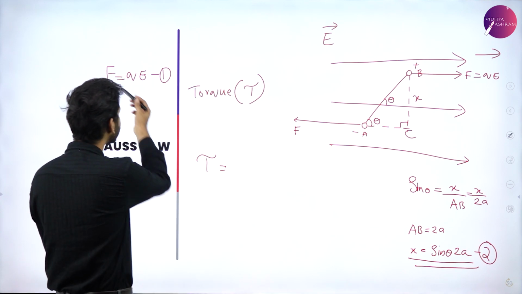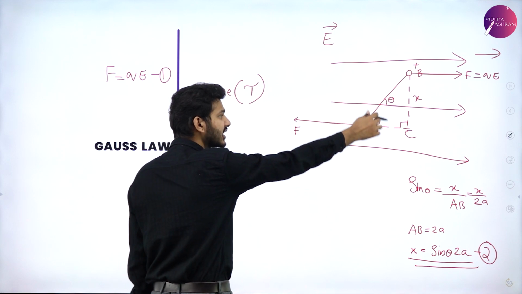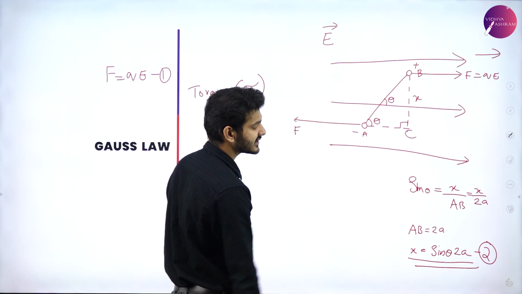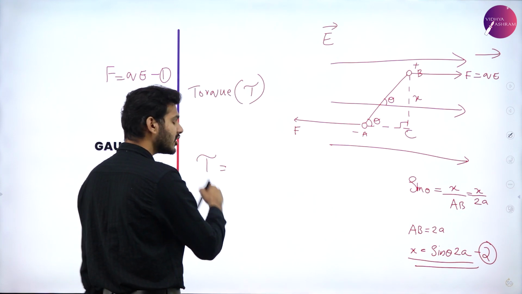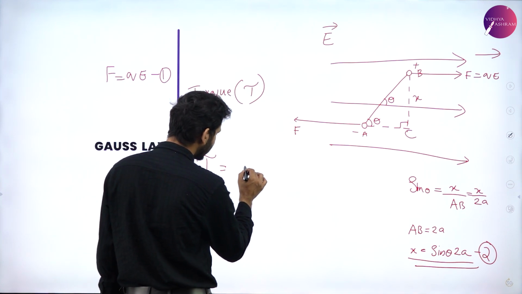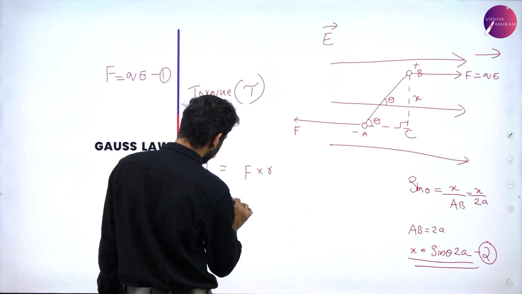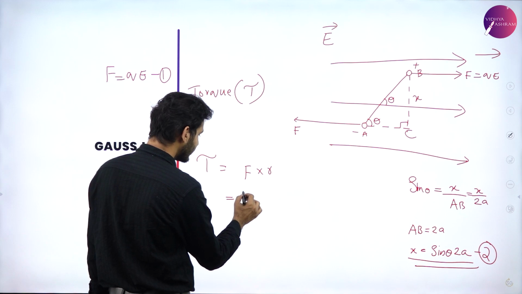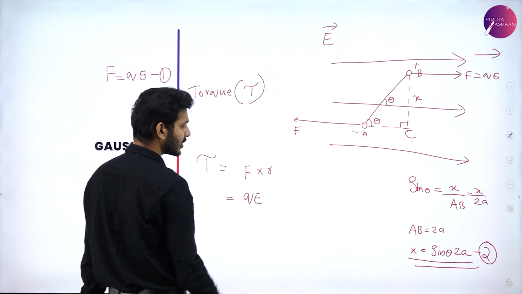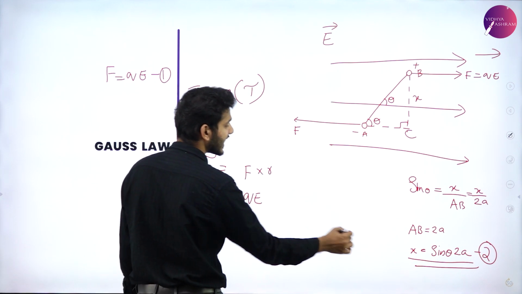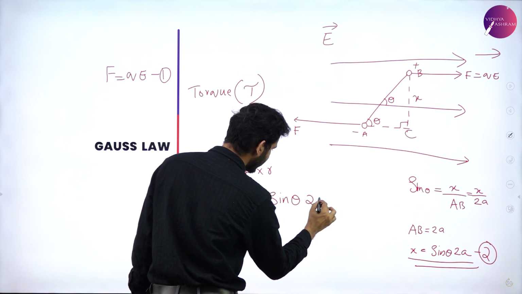So the first equation is that force is equal to QE, and the second equation is that the perpendicular arm distance x is equal to 2A sine theta. To find the torque, the only thing we needed was force into perpendicular arm distance. Force was already found to be QE, and the perpendicular arm distance x is sine theta into 2A.